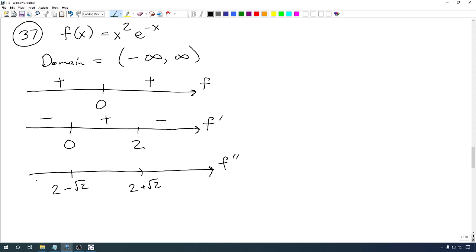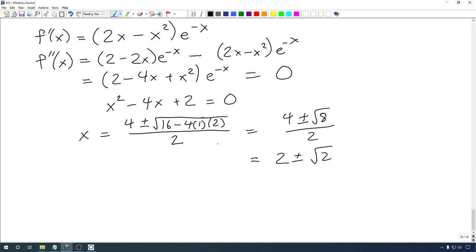To find out test points for the other ones, remember square root of 2 is like 1.4, so 2 minus square root of 2 is going to be between 0 and 1. I'm going to go ahead and pick 0 for this particular interval here. Same thing over here. 2 plus square root of 2 is between 3 and 4. So I'm going to pick 4 over here. But I'm going to have to plug those into my second derivative.